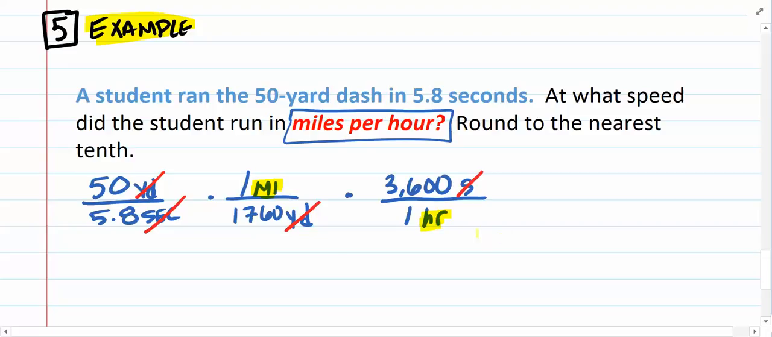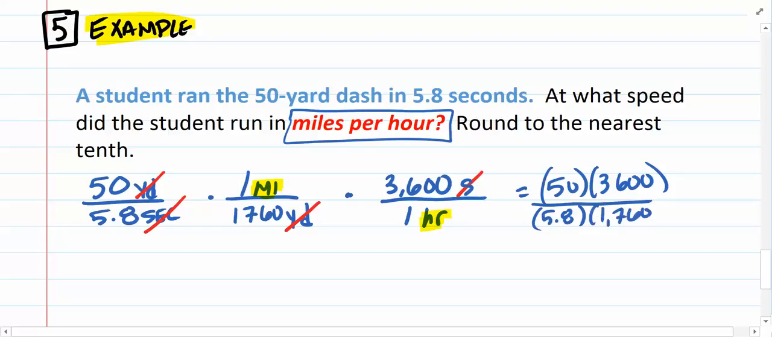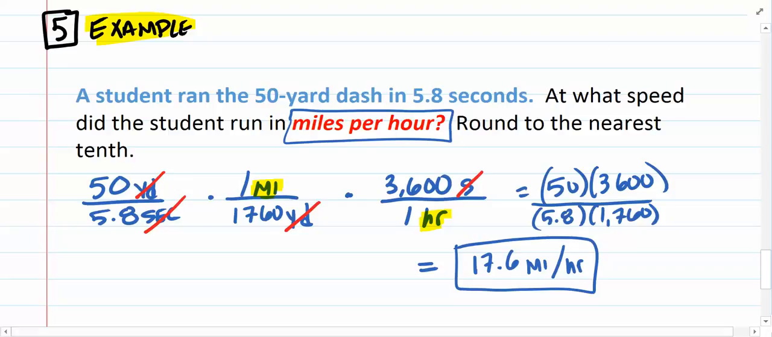So what do we do? We multiply all these things together. By multiplying the numerators, I get 50 times 1 times 3,600. So this is going to equal 50 times 3,600. In the denominator, I have 5.8 times 1,760, and then times 1. So we run all that through our calculator, and you get approximately 17.6 miles per hour. So that person was running on average 17.6 miles per hour. Run that all through your calculator, make sure you get the same thing.